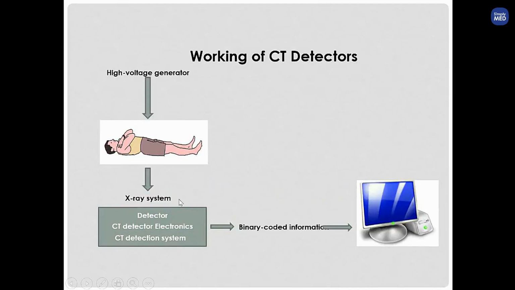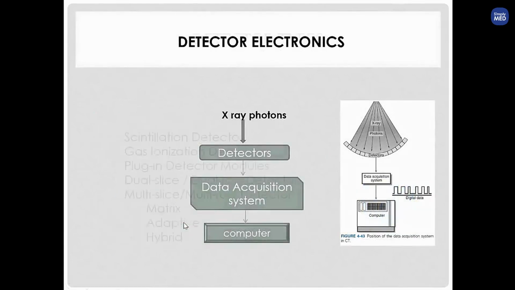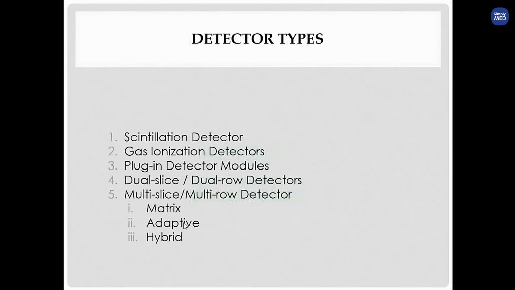X-rays from the patient will come to the detector. We have different types of detectors: the scintillation detector, gas ionization detector, plug-in detector, dual slice, dual row detector, and multi-slice, multi-row detector. Under multi-slice, multi-row detector, we have matrix, adaptive, and hybrid.